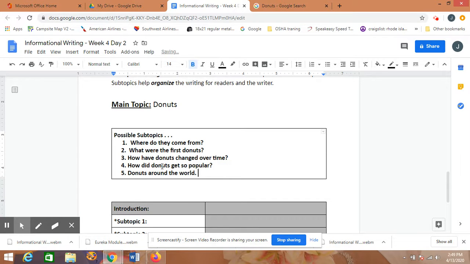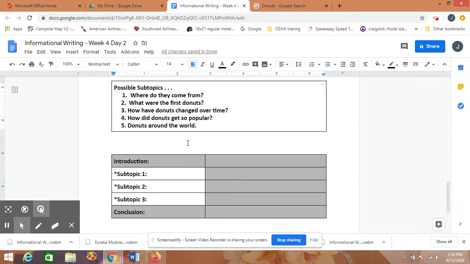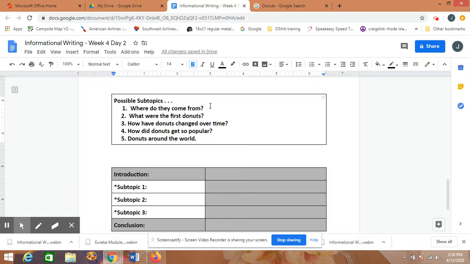Because I'm sure donuts in America might be different from donuts in Japan, or they might be different from donuts in Germany. I'm sure all over the world people do donuts differently, so that could be a whole subtopic. And it's just an idea. I don't know if I would want to do that yet, but now I brainstormed my five subtopics, and I wrote these as questions, but I'm going to turn them into just statements.